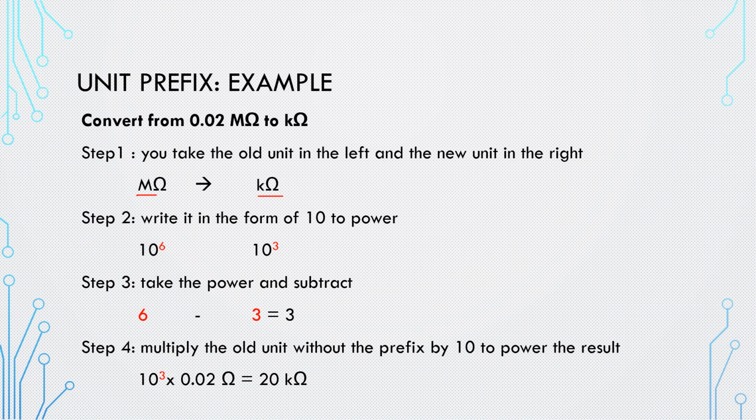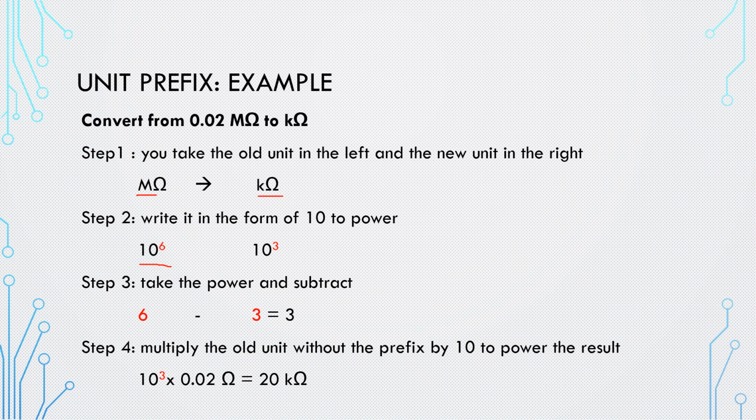After that, just write down the value of each in tens to the powers. So this is mega, which is equal to 10 to the power 6. This is kilo, which is equal to 10 to the power 3. Then just take the power out of the two and subtract them. So subtract the one on the right from the one on the left, and this is obviously equal to 3.